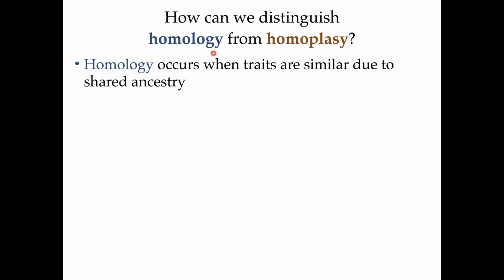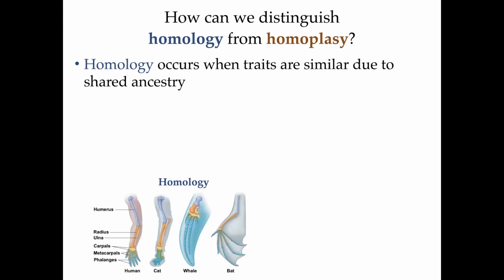So homology is the same ancestry, so same origin. Homoplasy is the same form. There is a slight difference between homology and synapomorphy, but we are not going to go into this level of detail here. Just assume that a homology is inherited from a common ancestor. So homologous traits occur when the traits are similar due to shared ancestry. So we inherited that from a common ancestor.